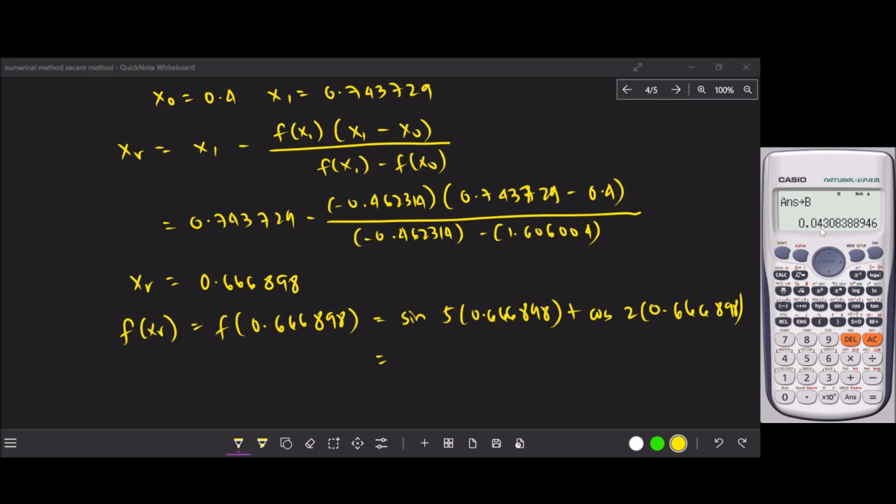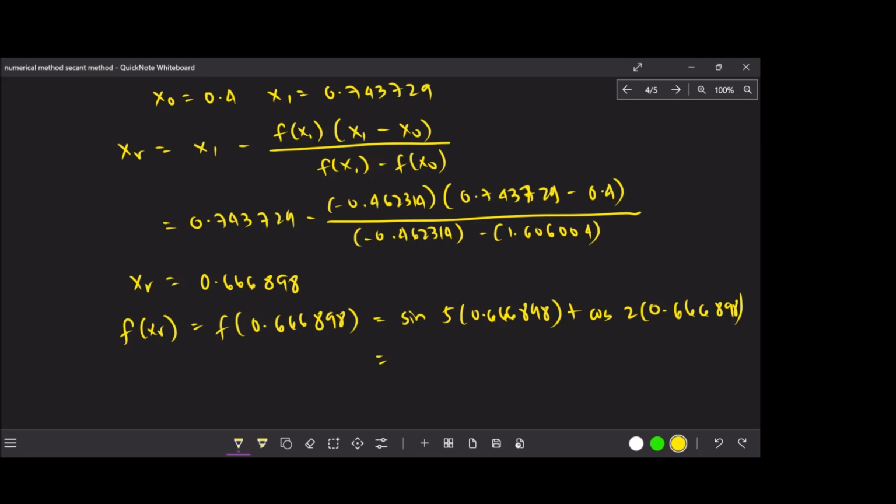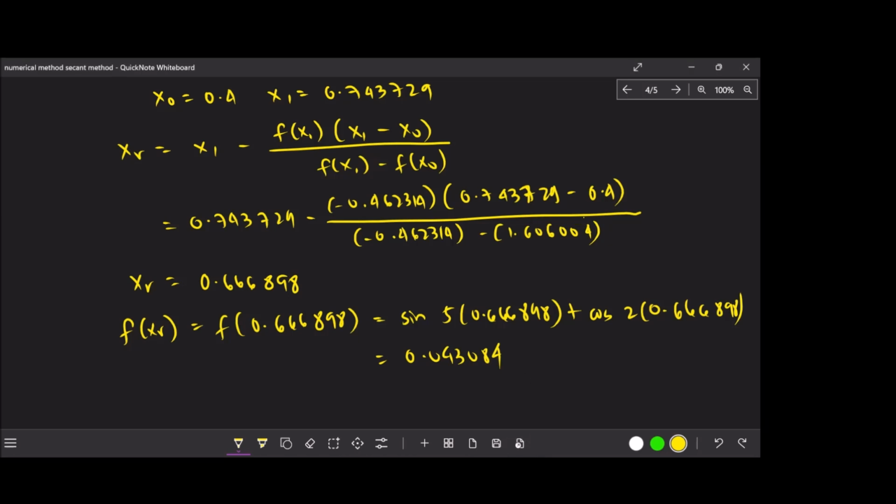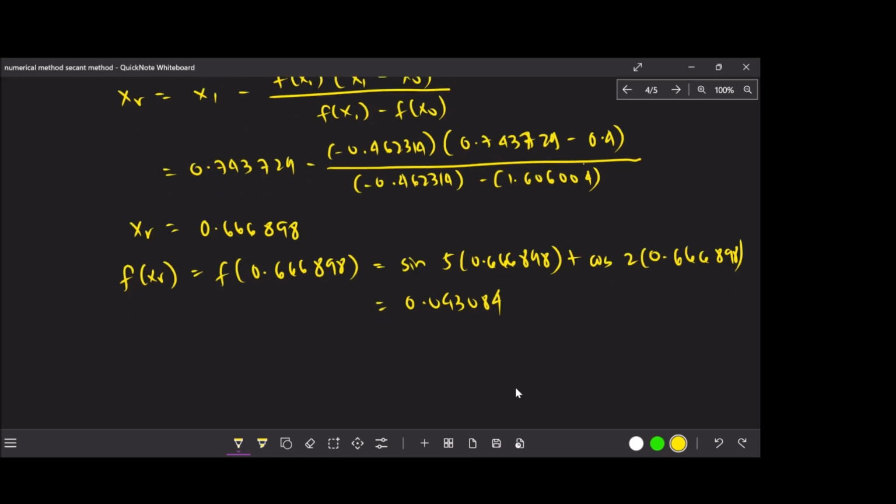So 0.043084. Okay, so let's just test now if our absolute error is now less than the stopping criterion.